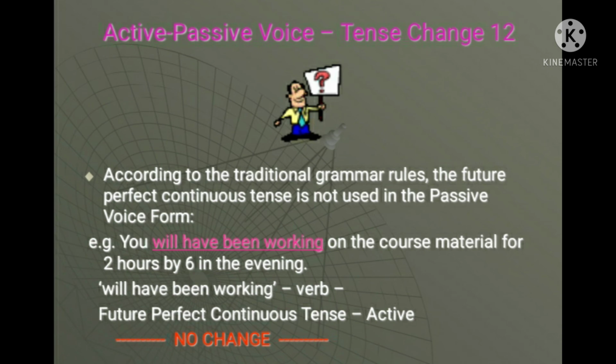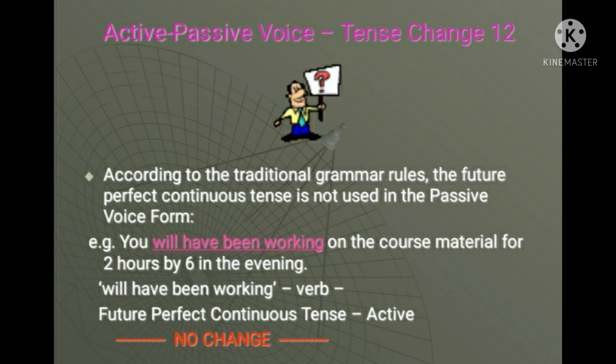The next example, according to the traditional grammar rules, even the future perfect continuous tense cannot be used in the passive voice form. See the example. You will have been working on the course material for 2 hours by 6 in the evening. Will have been working is the verb. It is in the active voice form and the tense form is future perfect continuous tense. This sentence you cannot change into passive voice.